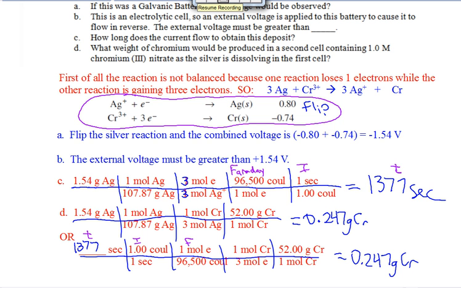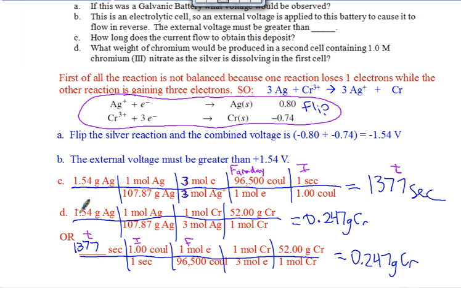At the same time that this silver is reacting, chromium is also reacting. The silver is depositing, ergo the chromium is dissolving. And there's 2 ways to do D. Let's do D with the old school stoichiometry. That almost all rhymed. That was fun. Let's complete D using old school stoichiometry.